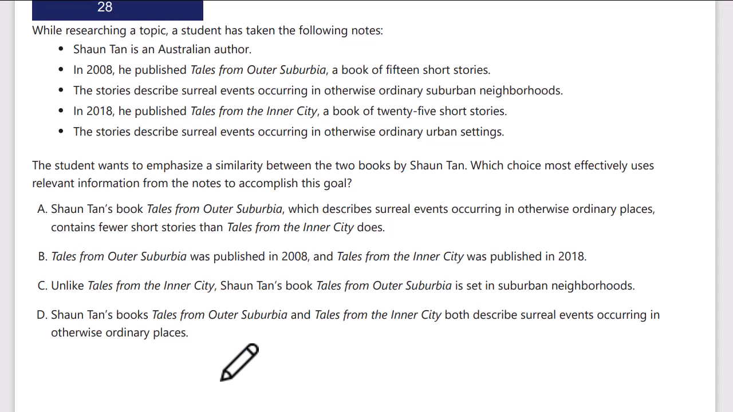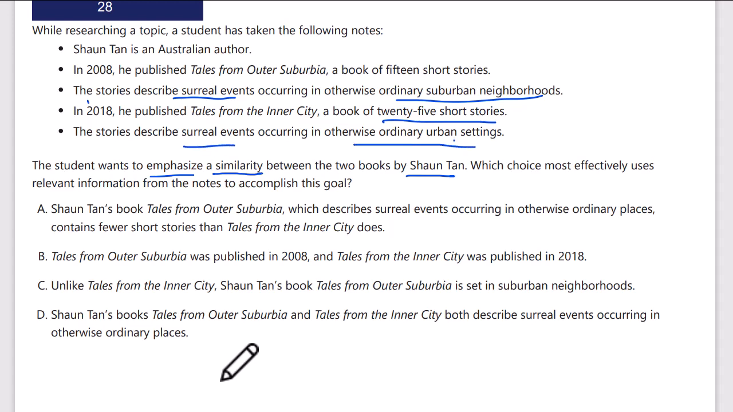Okay, the student wants to emphasize a similarity, so the sameness now, not differences, between the two books by Sean Tan. So how are they alike? Tan is an Australian author. He published Tales from Outer Suburbia, a book of 15 short stories. The stories describe surreal events occurring in otherwise ordinary suburban neighborhoods. In 2018, so 10 years later, he published Tales from the Inner City, a book of 25 short stories. The stories describe surreal events occurring in otherwise ordinary urban settings.